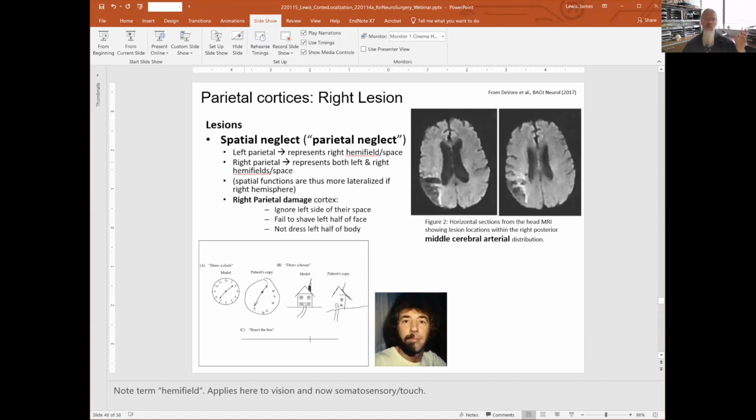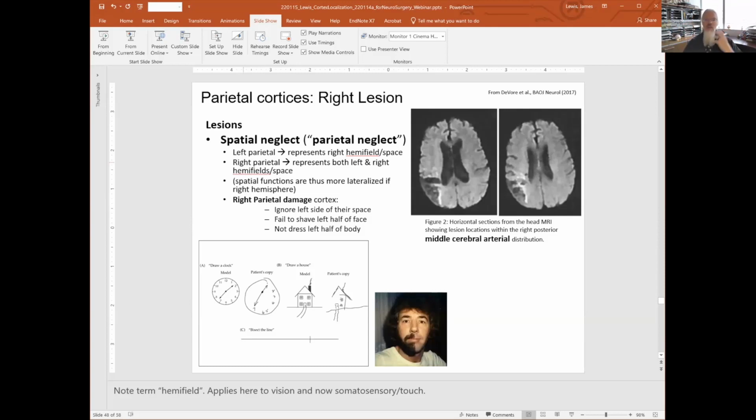So the left parietal lobe represents your right hemifield of space where you're seeing and hearing out there and tactile feeling. Your right parietal cortex has left and right, a little bit of both representations. It's more dominant for spatial orienting. So if you have right parietal damage, there is no part of your brain that can now deal with the left side of your space. And so someone with right parietal damage will be ignoring the left side of their space.